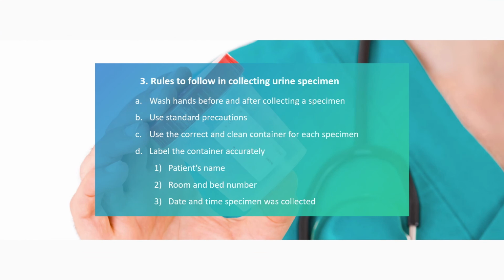Rules to follow in collecting urine specimens. Wash hands before and after collecting a specimen. Use standard precautions. Use the correct and clean container for each specimen. Label the container accurately with the patient's name, room and bed number, date and time the specimen was collected.